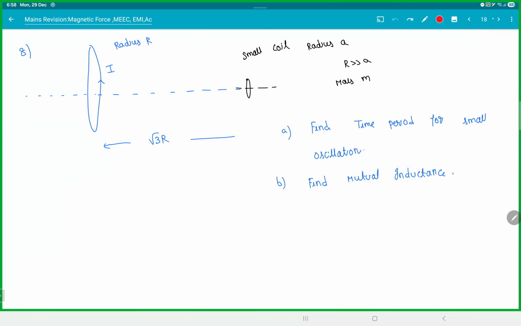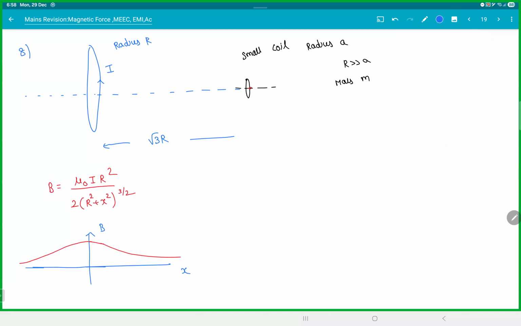What did I ask you? Time period, right? So displace it by small angle theta. So if you displace this guy by small angle theta, this will be your mu bar, this will be your b bar, and this will be your theta. What is mu bar? NIA, magnetic moment. The torque will be mu cross b bar.